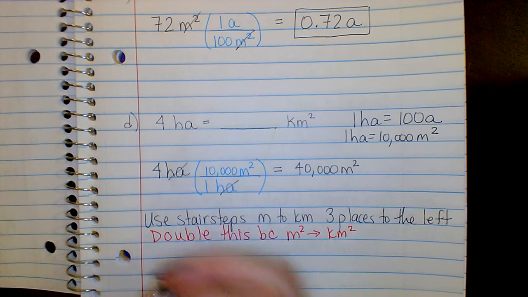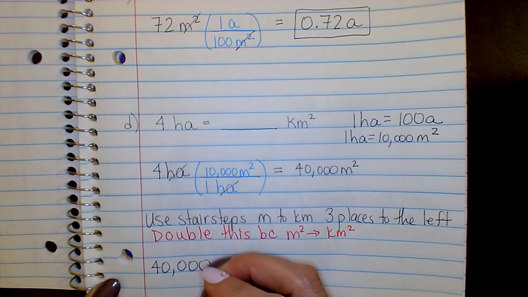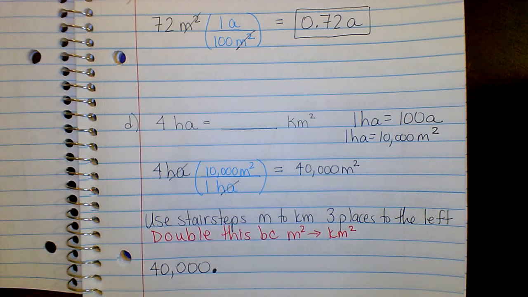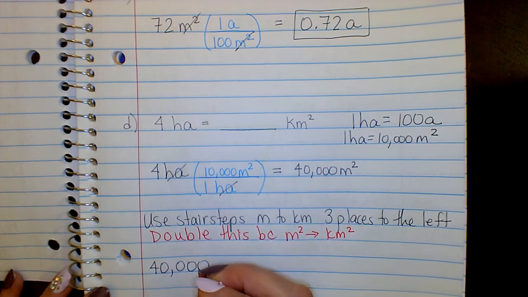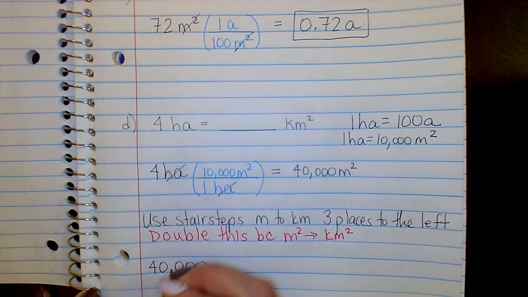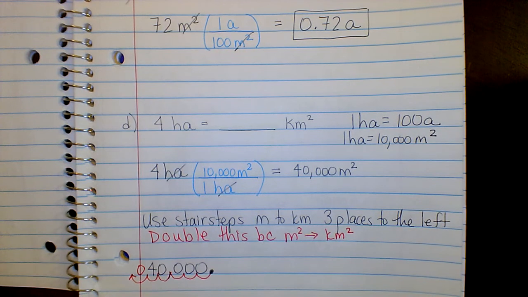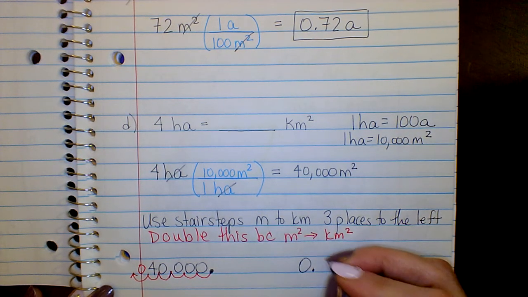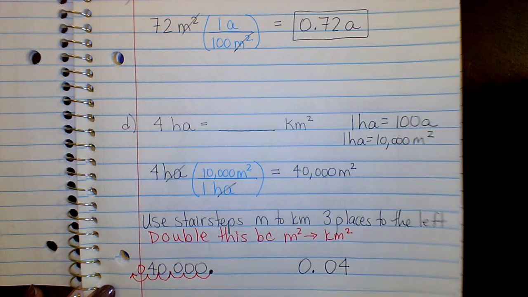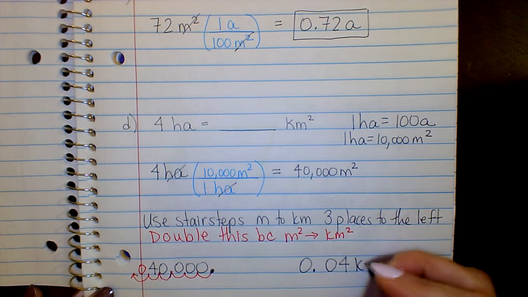So I'm going to take that 40,000 number and I'm going to move it 6 places to the left. 1, 2, 3, 4, 5, 6. That's going to give me my leading 0, decimal point 0, 4, and I don't need all those other zeros behind it.